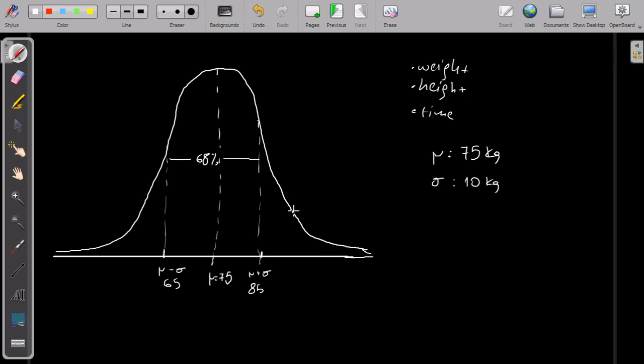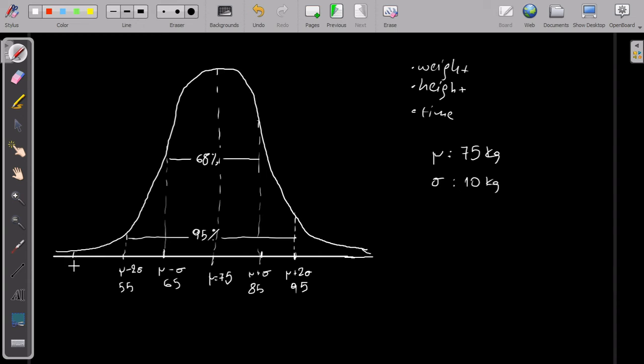If I go 2 standard deviations away on the right of the mean, so basically mu plus 2 standard deviations, which is 95, and 2 standard deviations before the mean, meaning mu minus 2 sigma, which is 55 kilograms, I will find about 95 percent of my population.